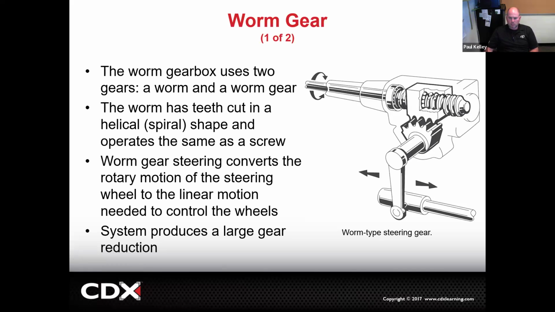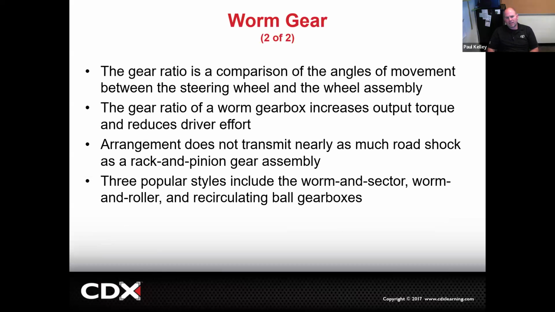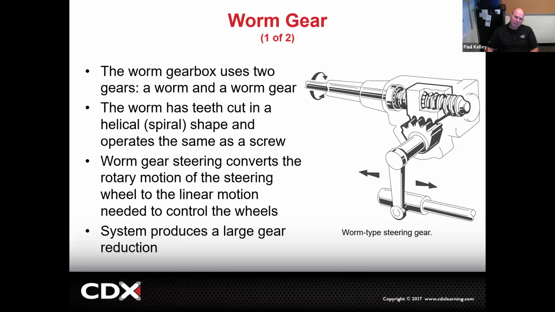All right. And it's kind of interesting because if you turn the worm gear, it will actually move the sector gear, and the sector gear will basically rack back and forth. That's how we make the steering motion. And then the ratio is a comparison of the angles of movement. So let's back it up. If you turn the worm gear one time, how many degrees of movement do you get on the sector? Well, that would be the gear ratio. So it all has to do with the sizes and the length.